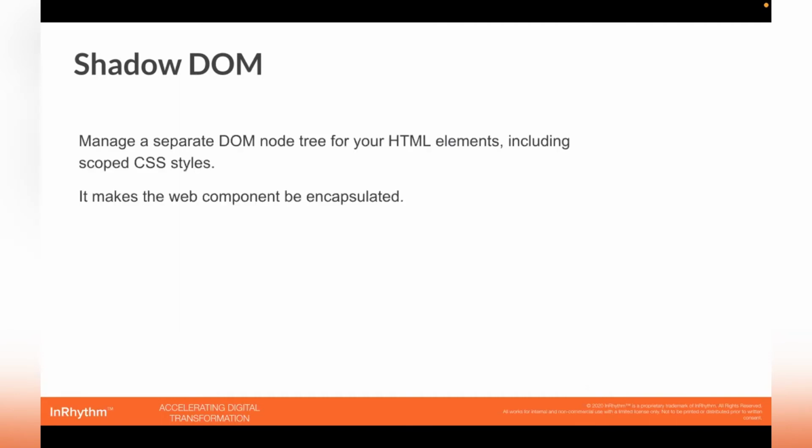The second feature, which I think is the most important feature for the web component, is the shadow DOM. What that means is that it allows you to manage a separate DOM node tree from your normal HTML DOM tree for all the HTML elements inside your web components. It also allows you to do scoped CSS styles. And it makes the web component encapsulated.